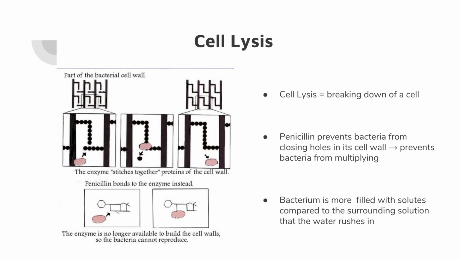Penicillin prevents bacteria from closing holes in its cell wall, which prevents the bacteria from multiplying. The bacterium is then so filled with solutes compared to the surrounding solution that the water rushes in, and without a full cell wall to support the bacterium, it pops from the pressure.